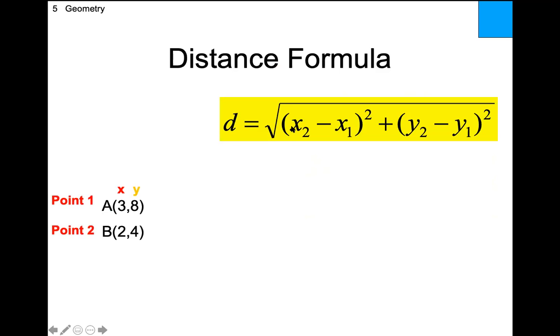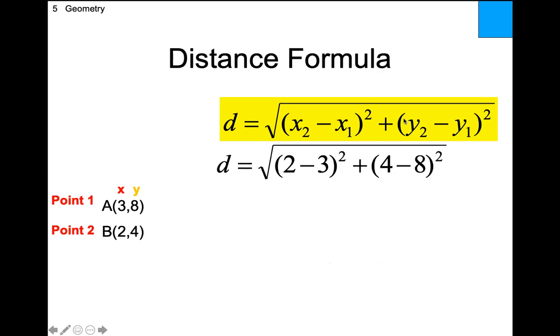So the formula says x sub 2. So the x value of, remember that sub notation, right? Subscript right there, that 2 means of point 2. So the x value of point 2 is 2, minus the x value of point 1 which is 3. So 2 minus 3. The y value, let's see, y sub 2 is 4, 4 minus 8. Now we just basically go to town on the math. 2 minus 3 is -1, 4 minus 8 is -4.